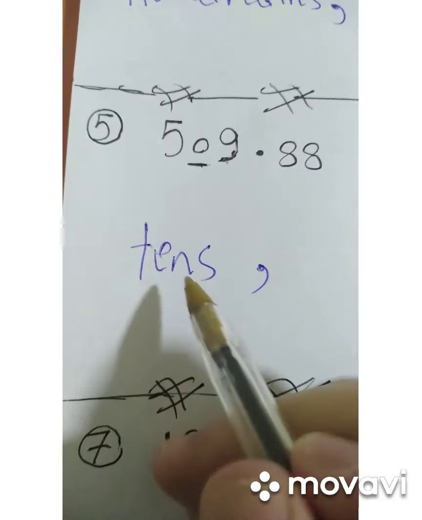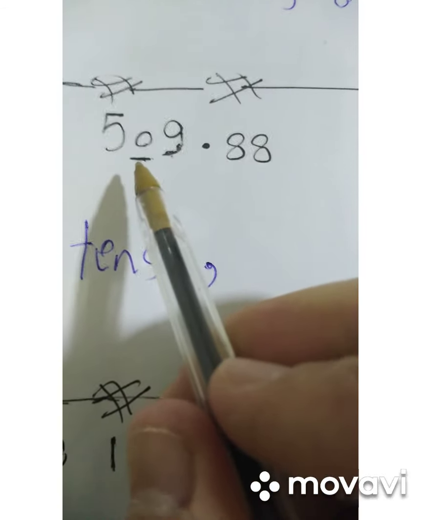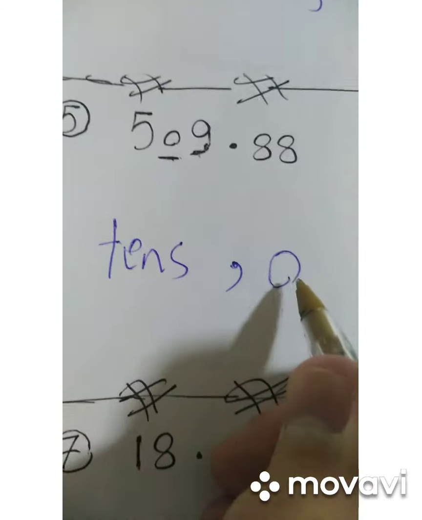What is the value of 0 in tens? 0 at any place equals 0. So, put 0.